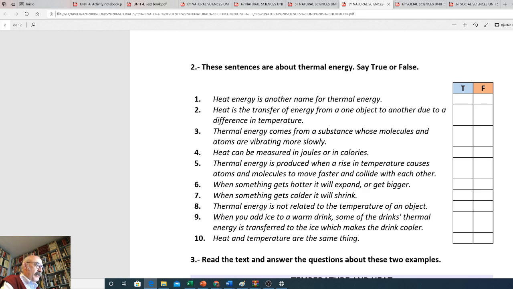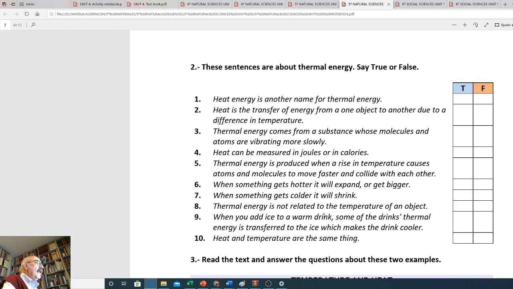No, it's the other way around. Okay, so when you add ice to a warm drink, it is the drink. If the drink is at a higher temperature, it's the molecules of the drink that give the energy to the ice. That's why the particles of the ice, which is solid, start vibrating faster and faster, and it turns into liquid. So this sentence is false.